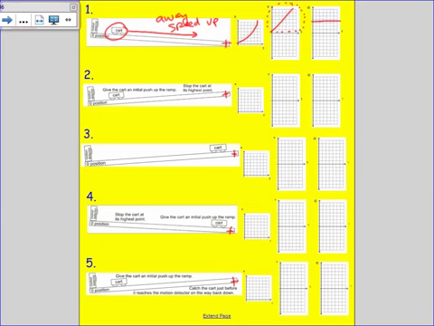Let's do one more. Situation number 2. Notice it says the cart starts down at the bottom, and it says give the cart an initial push up the ramp and stop the cart at its highest point. So the cart is starting at the origin, being pushed up, and it eventually stops at the very top. So it's moving away from the origin still, but it's slowing down.